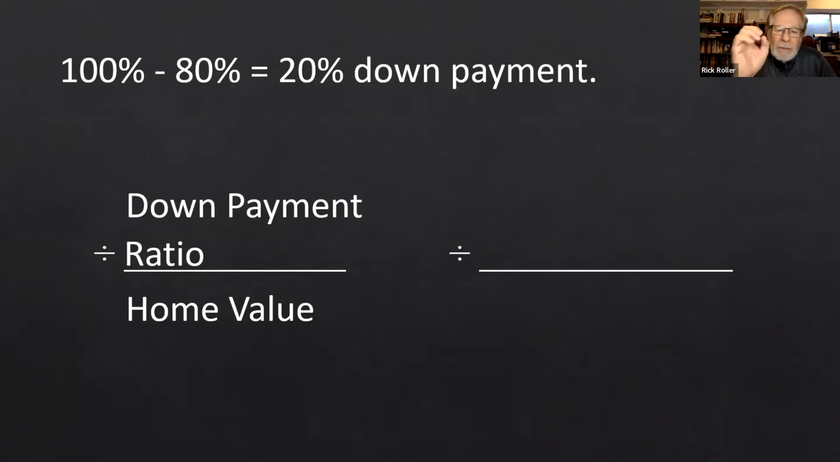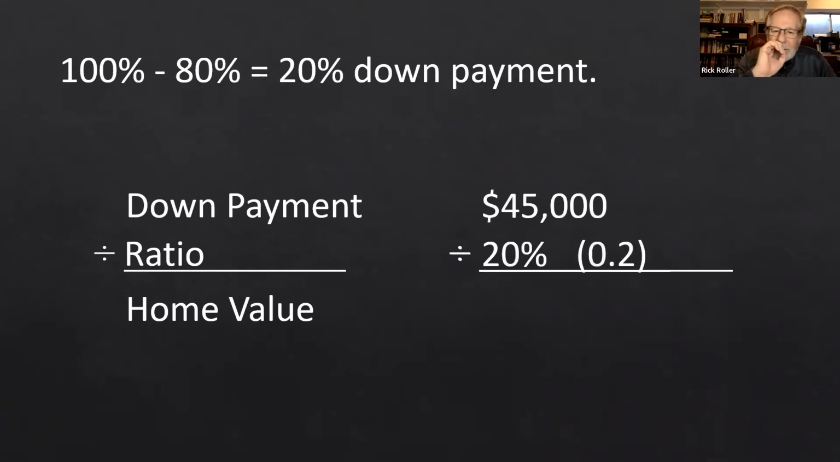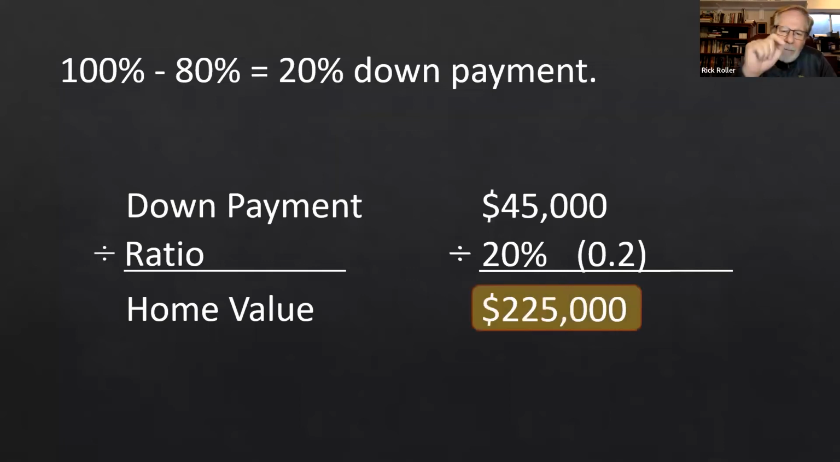So our down payment was $45,000, wasn't it? And so if that represented 20% of the total value, then we divide that in. That was the down payment, and that means the home value was $225,000. Okay.